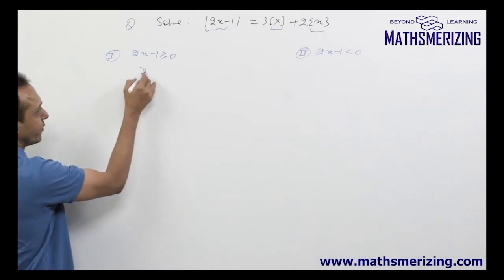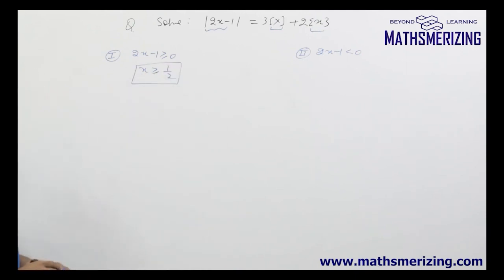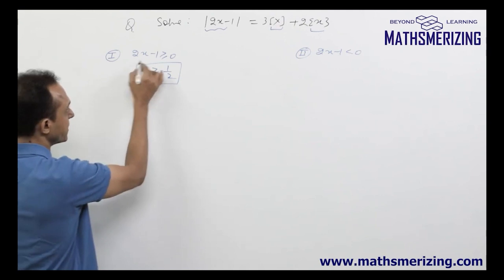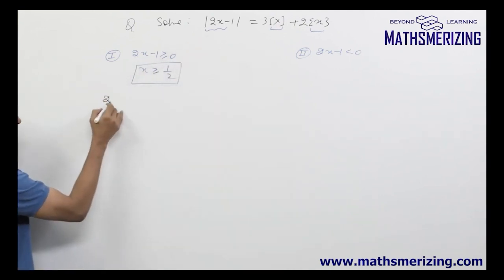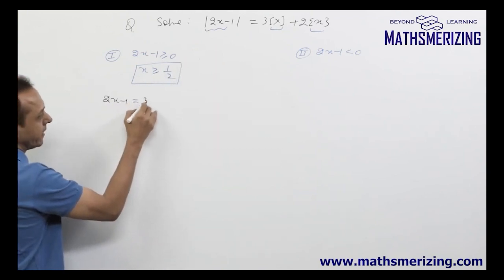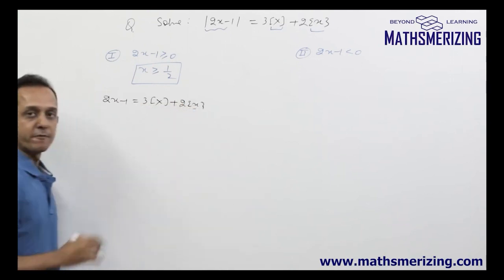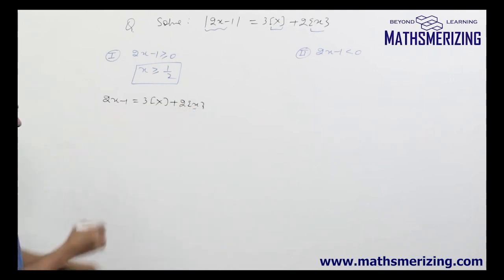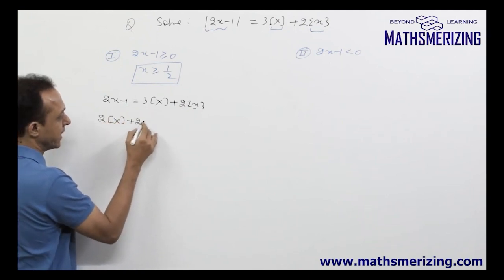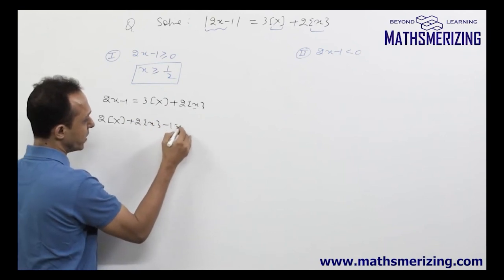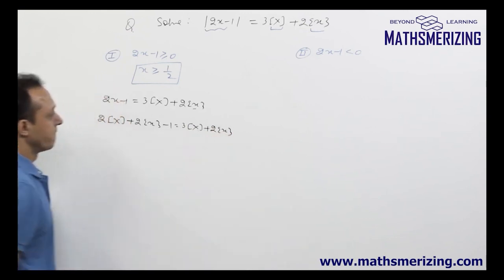So for the first case, I know value of x should be greater than or equal to 1 by 2. So when x is greater than or equal to 1 by 2, this expression is positive. And when it is positive, mod is simply the expression itself. So I'll write it as 2x minus 1, and this is 3 times greatest integer function of x plus 2 times fractional part of x. So now I'll change this x back to greatest integer and fractional part. So I'll write 2 times greatest integer function of x plus 2 times fractional part of x minus 1 is 3 times greatest integer function of x plus 2 times fractional part of x.